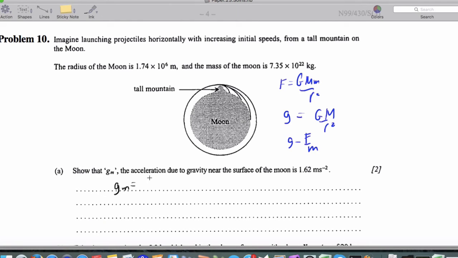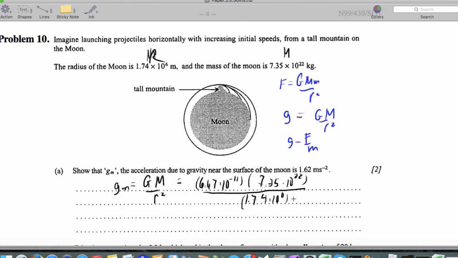So here's what we're going to do. g on the moon is capital G big M over r squared. And we plug in our numbers. We're told the mass of the moon and the radius of the moon. So I'll simply put in 6.67 times 10 to the negative 11th, M is 7.35 times 10 to the 22nd, and we're going to divide this by r squared, which is 1.74 times 10 to the 6th quantity squared.